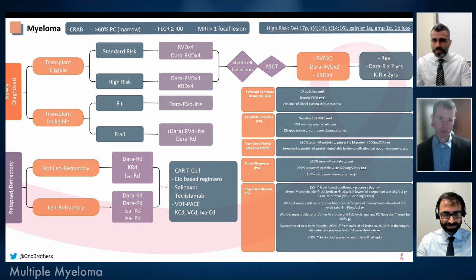If they come from an IMiD, so lenalidomide, pomalidomide-based background, then I would give them a proteasome inhibitor and an antibody. For example, a very good combination is shown here with the daratumumab, the carfilzomib and the dexamethasone, or the isatuximab and the carfilzomib dexamethasone. Those are excellent drugs that are really bringing the patients back into a deep remission in most of the cases. If they are refractory to a proteasome inhibitor, then I would switch to an antibody and an IMiD, like pomalidomide or lenalidomide, depending on whether they are refractory to that or not.